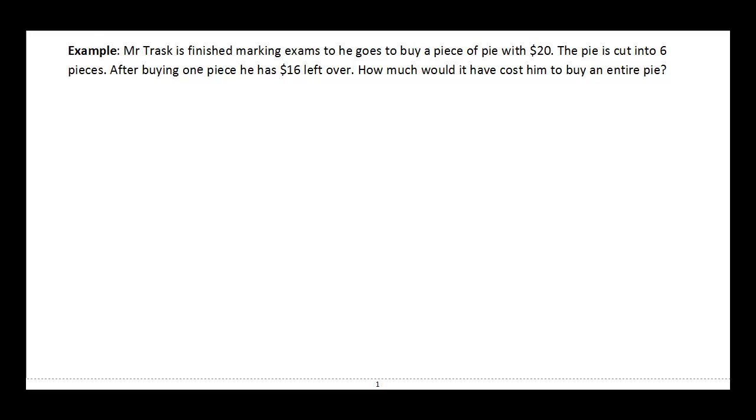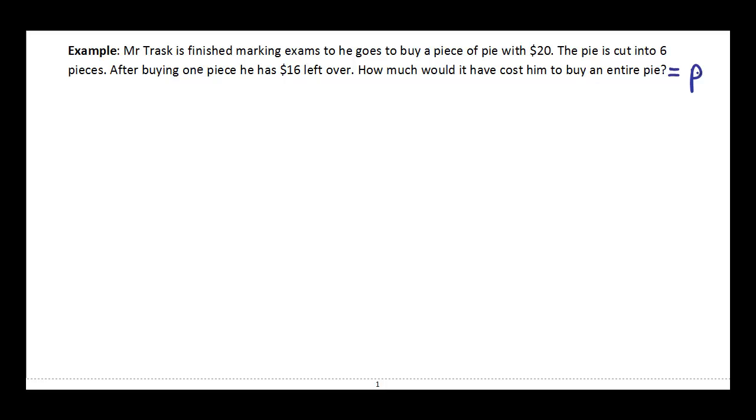All right. So again, the first step we want to do is think about what our variable is going to be in this equation. Our last question: how much would it have cost him to buy an entire pie? I'm going to make that my variable, and I'm going to call that P for pie.